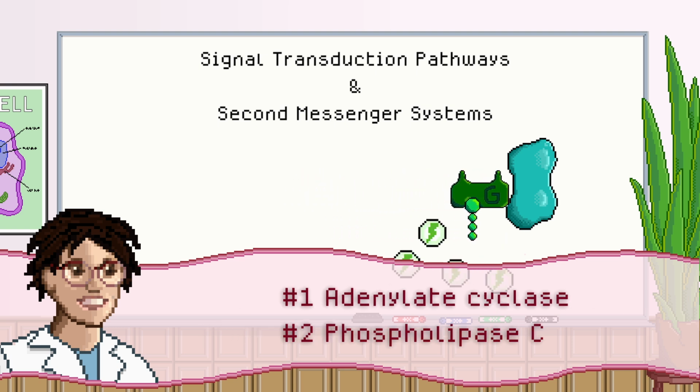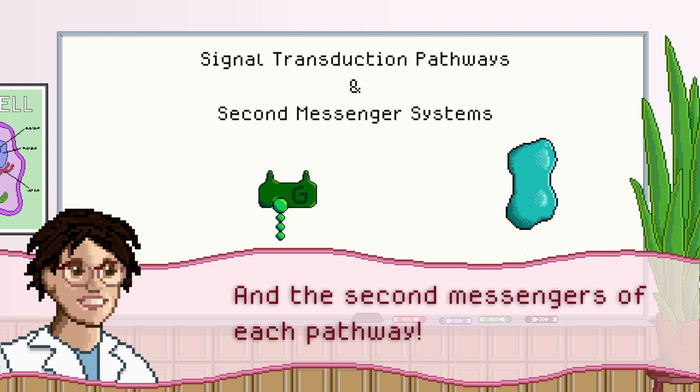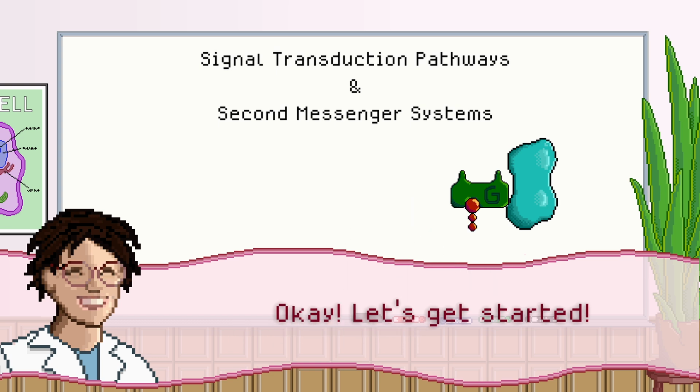These two pathways are the adenylate cyclase pathway and the phospholipase C pathway. We'll also discuss what the second messengers of each pathway are. At the end of the video, we'll do a short quiz to test your knowledge. Okay, let's get started.